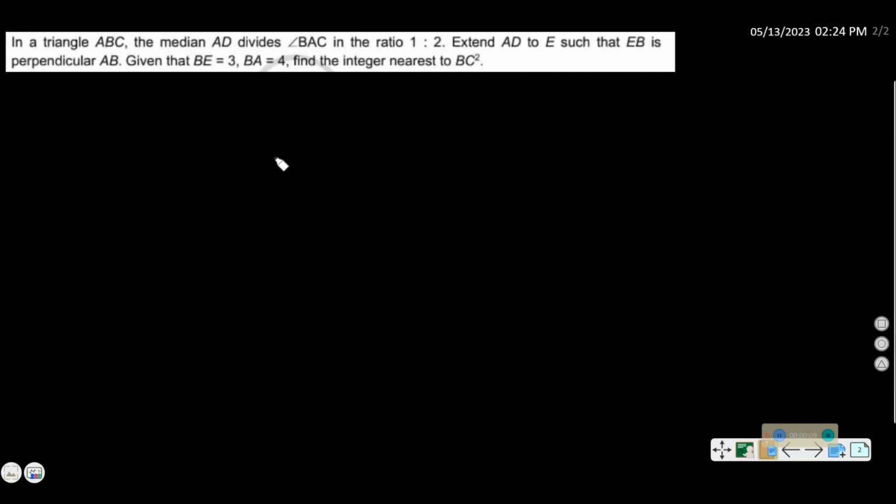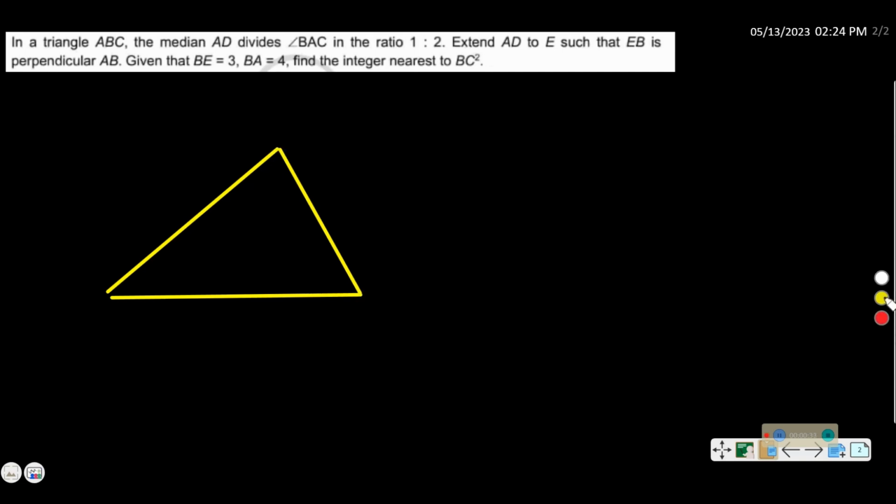So, according to the question, let's draw a triangle ABC with a few given properties. So, first draw a triangle ABC. So, this is a triangle ABC. We are given that AD is a median that divides angle BAC in the ratio. So, first of all, let's label it A, B, C.